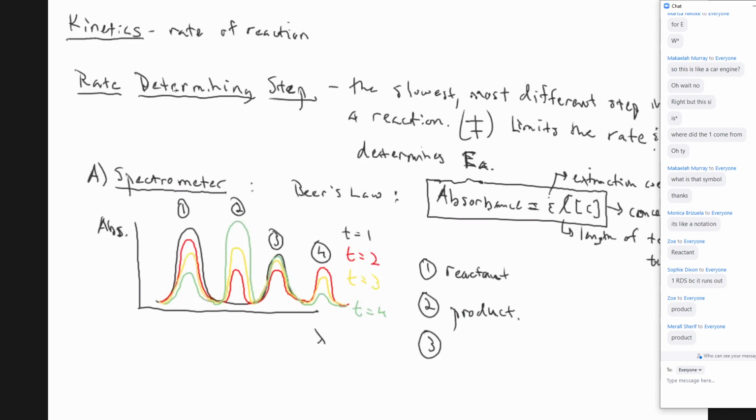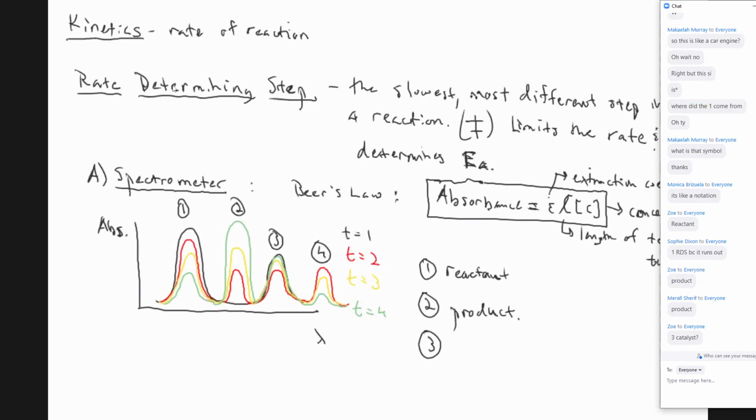Molecule 3, what's happening here? It starts off high, goes low, and then comes back up. Yeah, it's something that reproduces itself like a catalyst. It gets used up during the beginning of the reaction, goes down, and after it's done being reused, it comes back.